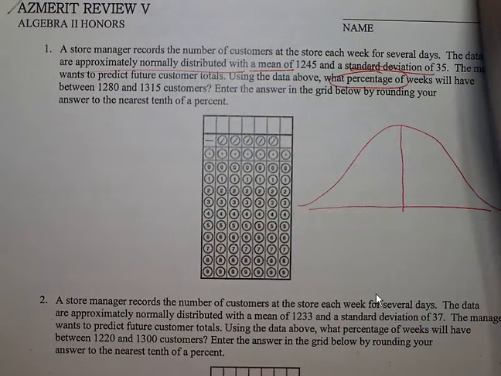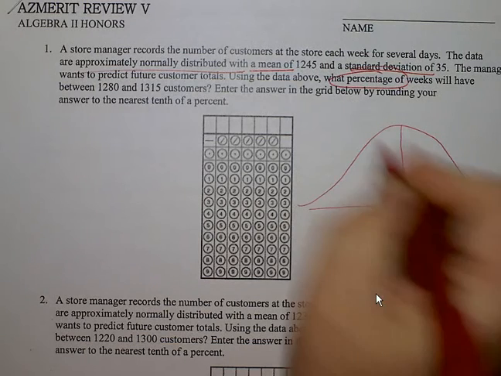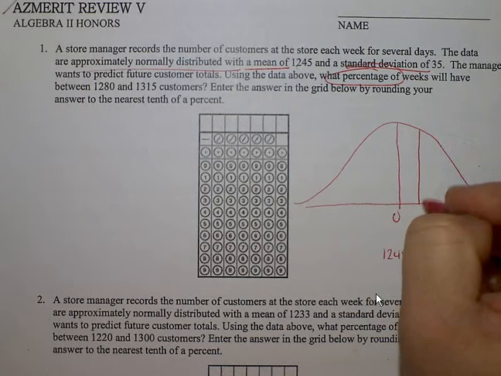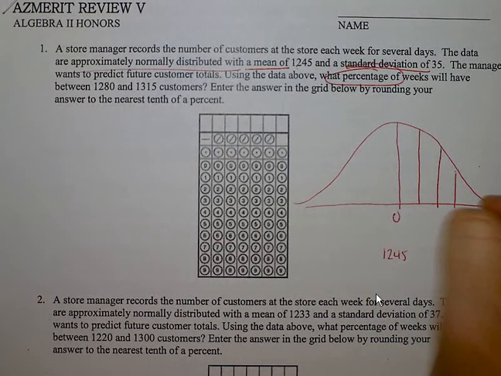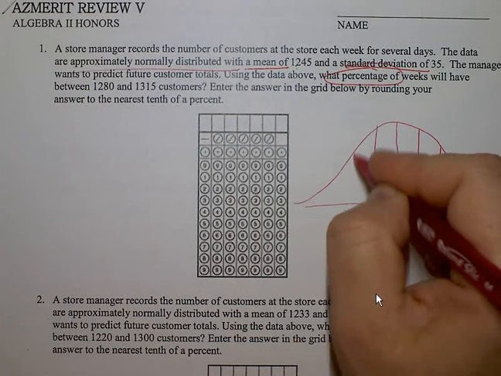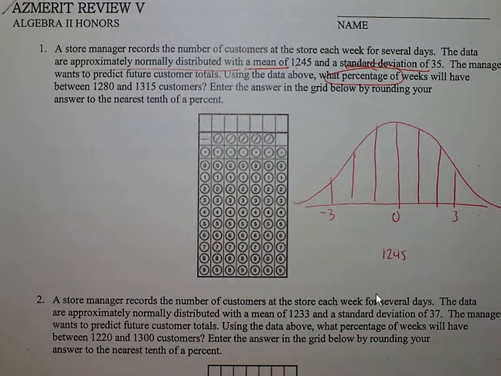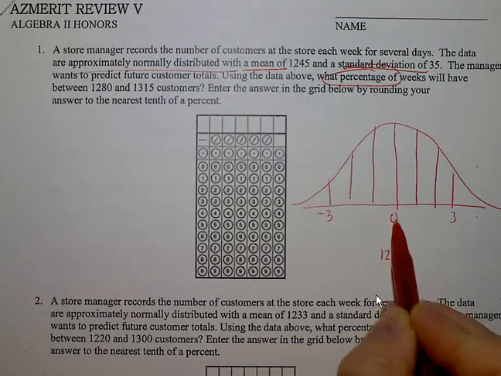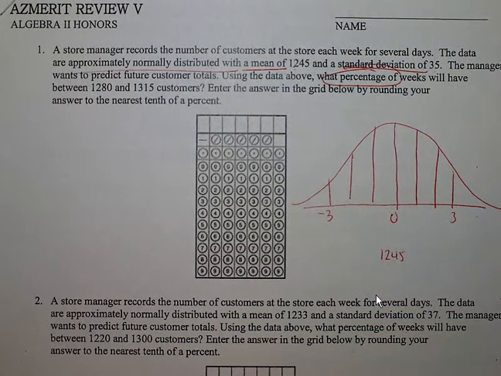So I'm going to start by lining 0 up with 1245. Then I have 1, 2, 3 above the mean, 1, 2, 3 below the mean. Okay, take the standard deviation, which is 35, and now we're going to add 35 to 1245 as I go up, and we're going to subtract 35 as I go down. Please complete that right now. Go. 30 seconds.